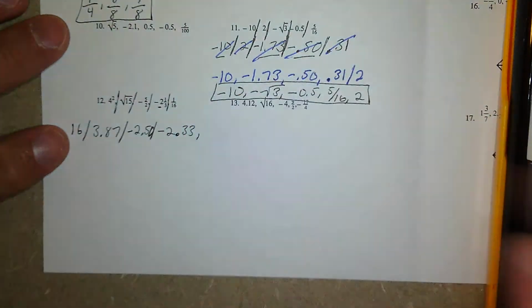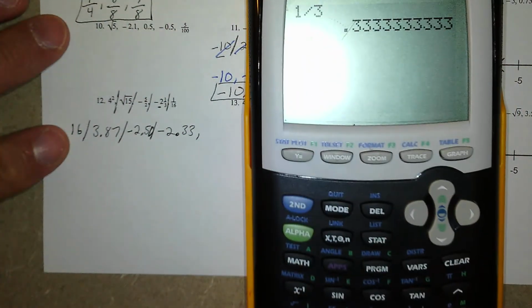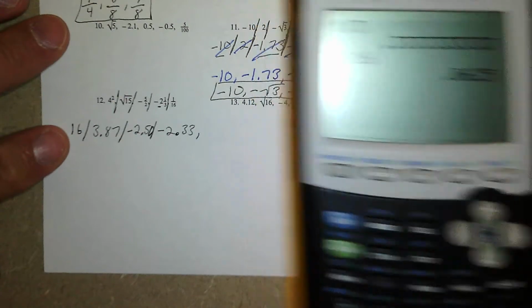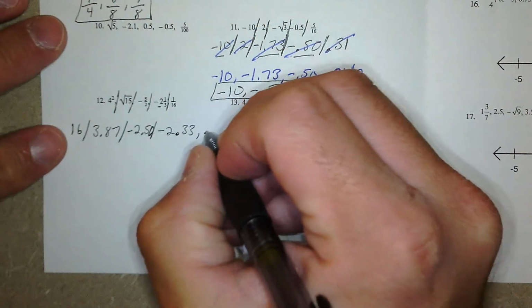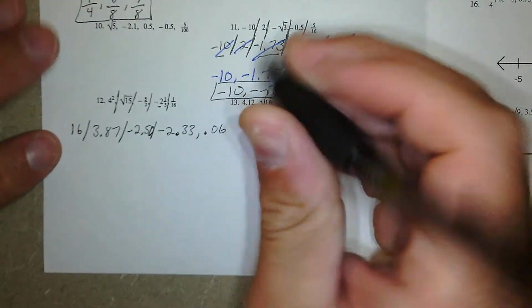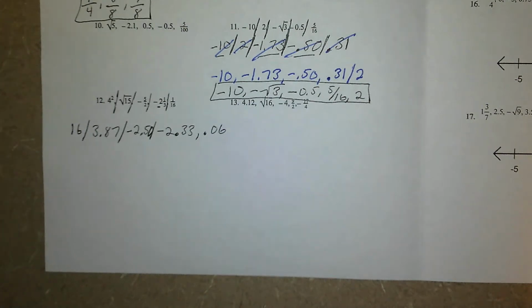And then the last one, 1/16. Again, get out your calculator. 1 divided by 16, and I get 0.0625. So we say 0.06.